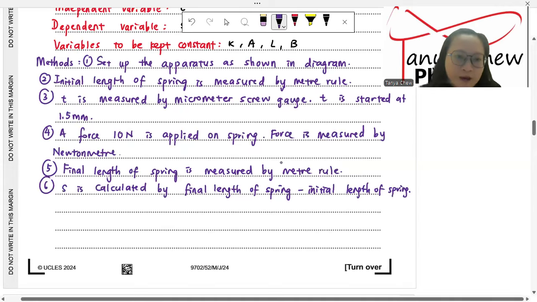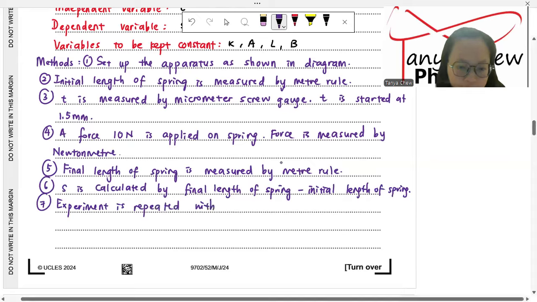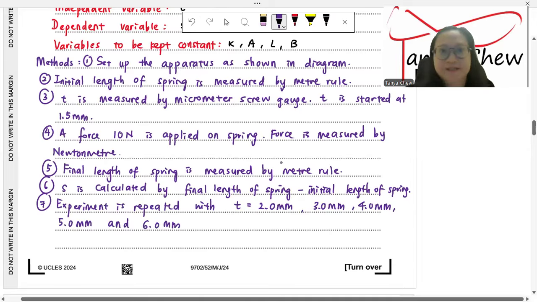I'm done. And of course, you just leave it like that because you need to repeat the experiment. Remember, the experiment is repeated with T equal to maybe 2 mm, 3 mm, 4 mm, 5 mm, and 6 mm. So that's 6 readings. At least you need to have 6 sets of readings, right? So I'm done with my method.